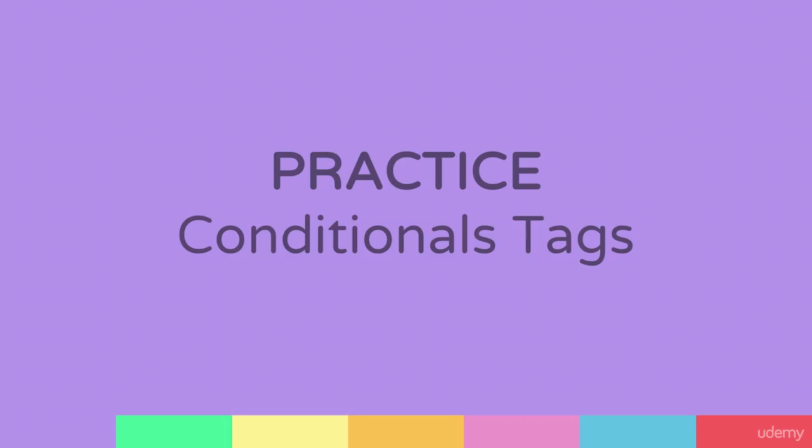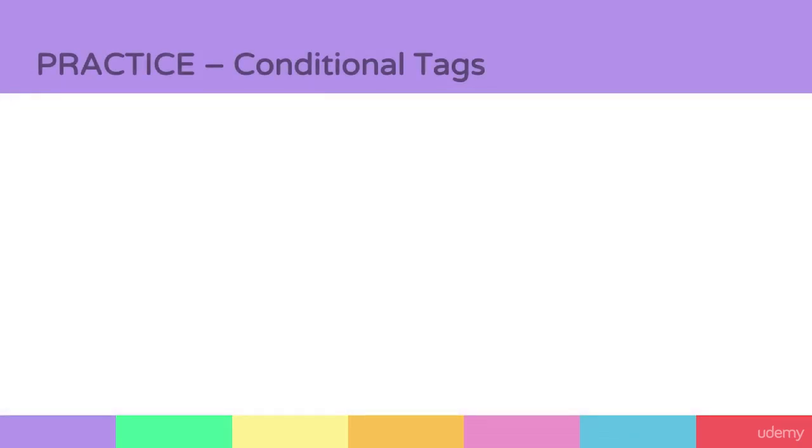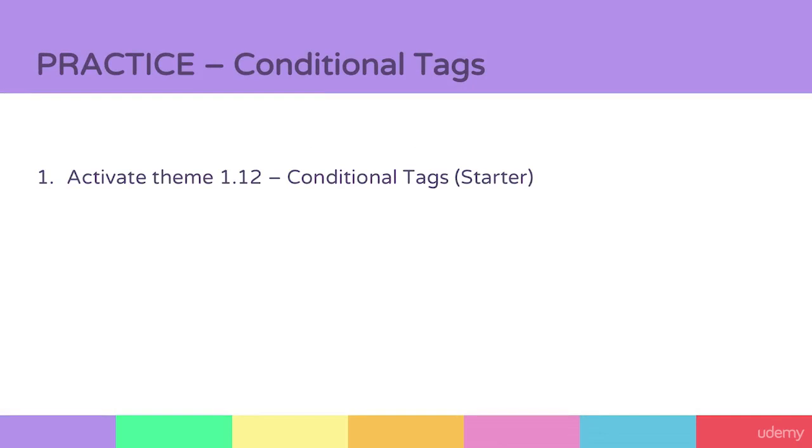So hopefully now you have had a chance to look over some of the different conditional tags that are available in WordPress, check out some examples, and it's time to practice. Now this practice may be a little bit trickier, but let's see what we could do here. What you're going to do is activate the 1.12 conditional tag starter theme, get that up and running, and then pop open your index.php. And you're going to see there a bunch of comments trying to get you to write conditional statements that will return true if that condition is met.